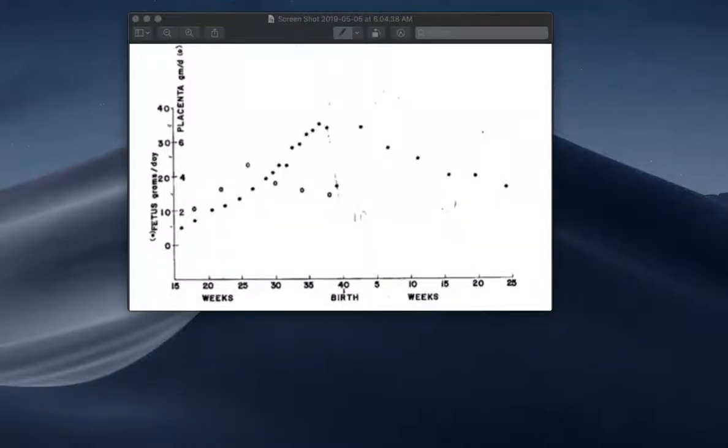So what are we looking at here? According to the given article about the body composition of the fetus, it's measuring the velocity of growth from the 15th week of gestation all the way to the 25th week of postnatal life. And as you can see, it's measuring two different subjects. The solid circles represent the fetus, and the open circles represent the placenta.